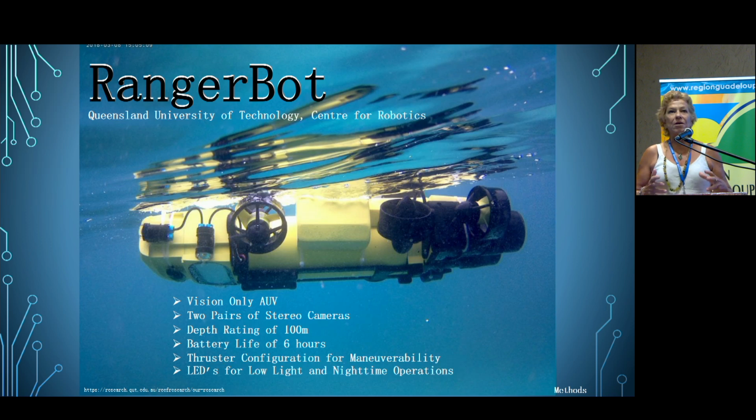The RangerBot is a small AUV. It's out of Australia, Queensland University of Technology. It was developed by a guy named Matt Dunbabin. It's a vision-only AUV. As I said, it's small, it's lightweight, one person can handle it. Its tasks, as well as its navigation, are controlled by 2 pairs of stereo cameras that are mounted on it. It has a depth rating of 100 meters. It has a battery life of 6 hours. It has this great thruster configuration, 3 on each side, tilted at different angles, which can make it incredibly maneuverable.